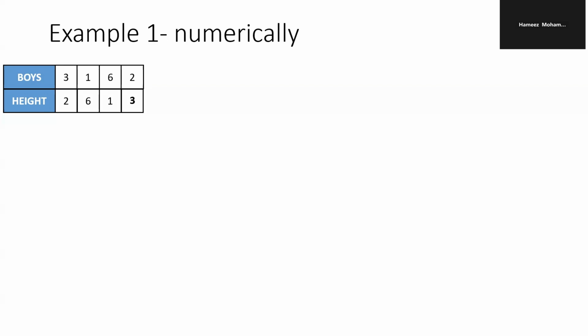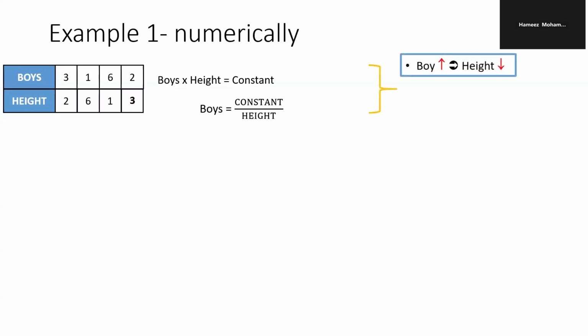What that means is if we take the boys and multiply by the height, it gives us a constant, which in this case is 6. So we could say it a little differently. We can say boys will be the constant divided by height. So you see how it's a little different from directly proportional? Directly proportional, we'd say it would be constant multiplied by it. Here it's constant divided by it. So that is telling us that as the number of boys increases, the height decreases. So it's indirectly proportional. That's what we're trying to explain.